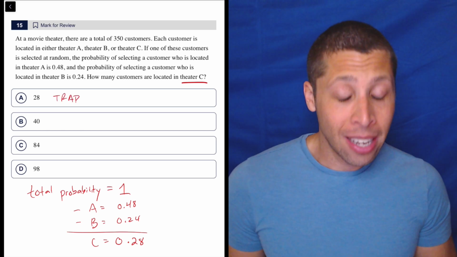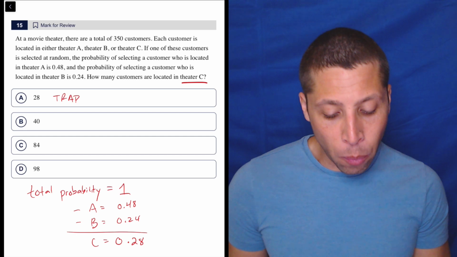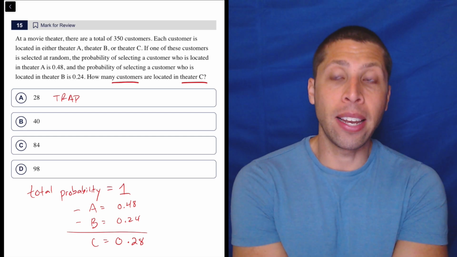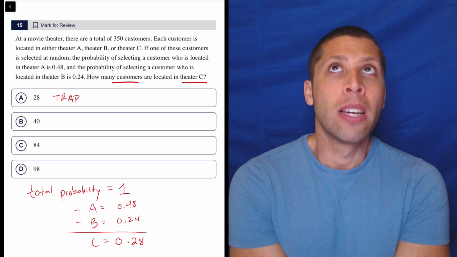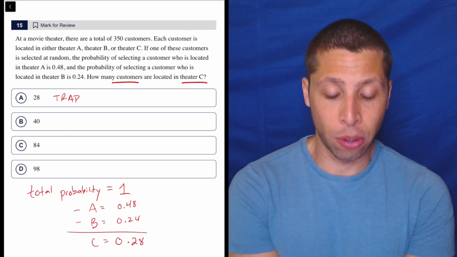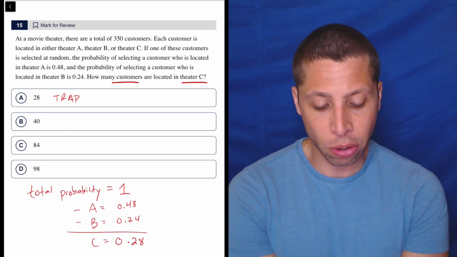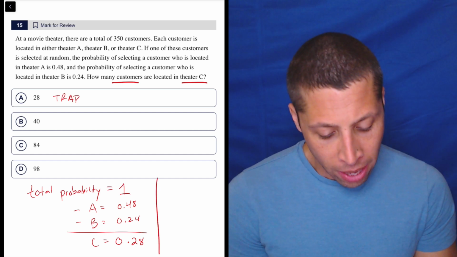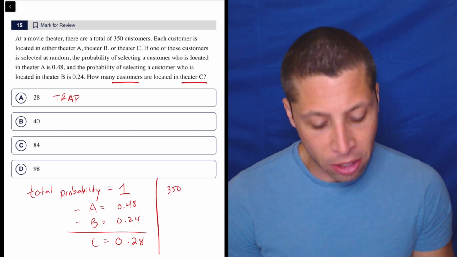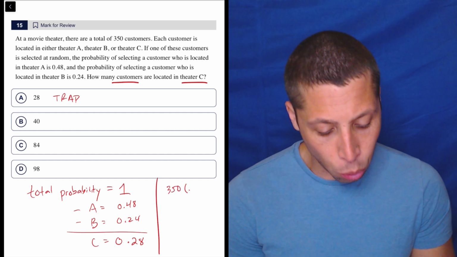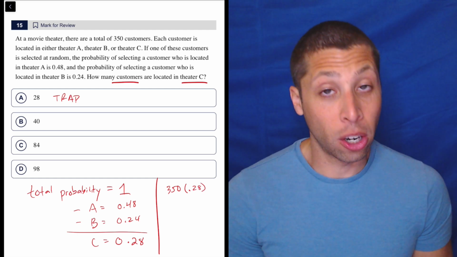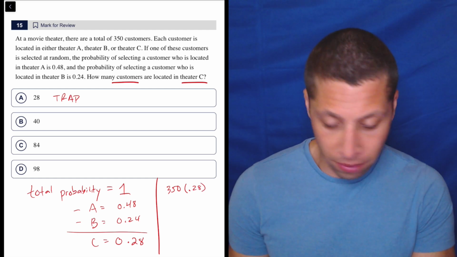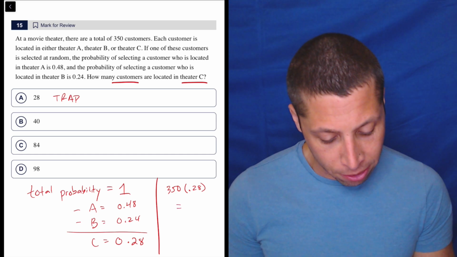We're not quite done. That is the probability, but what we want to know is how many customers there are. So another way to think of it is that it is also a way of making a proportion. We were talking about probability, but it's also a proportion. So if we take the 350 total people, that means that 28% of them are going to be in Theater C. So we multiply. 0.28 times 350 is 98.